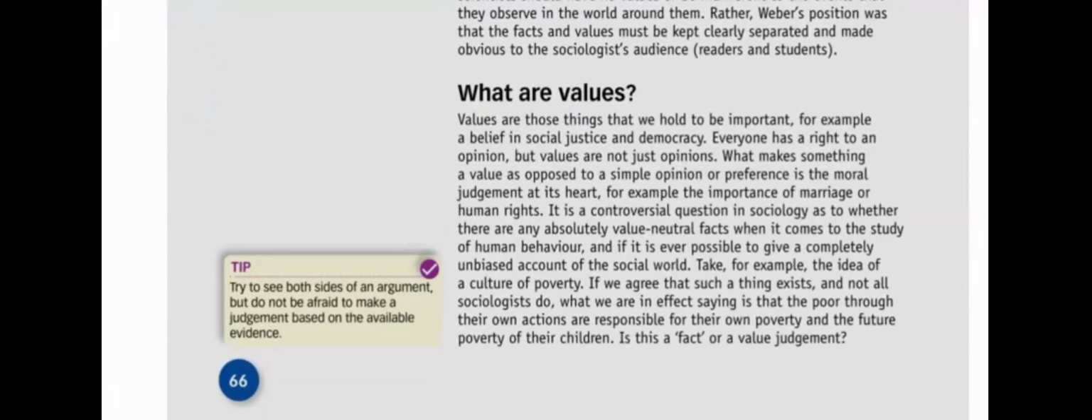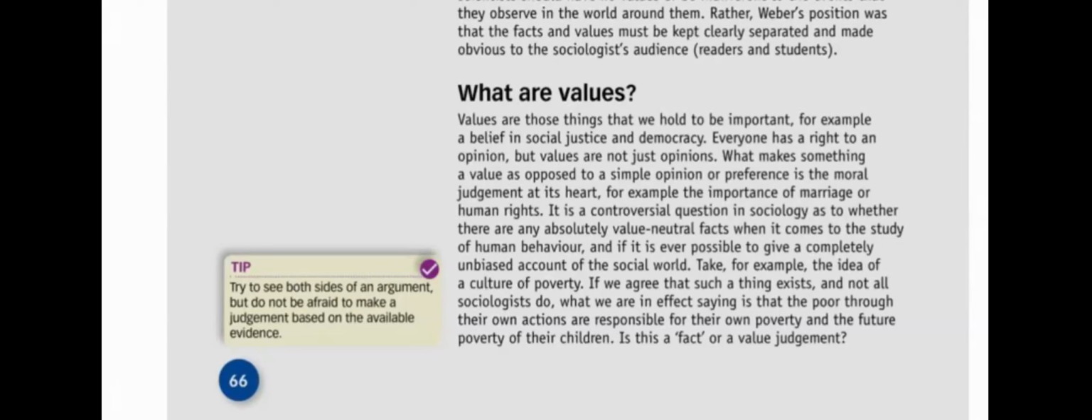Values are those things that we hold to be important. For example, a belief in social justice and democracy. So anything that is valuable for us, anything that we think we value. So right now we value love, we value trust, we value adoration, we value care, we value respect. All of these things are basically values for us, because we value them.